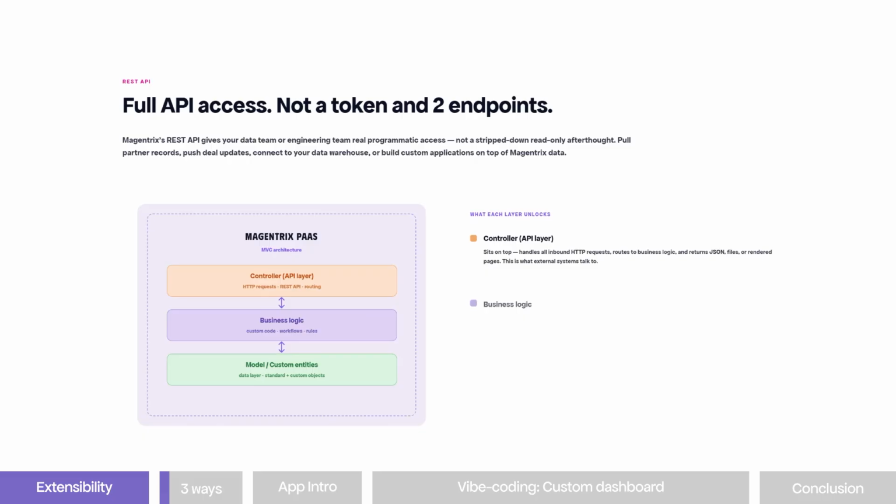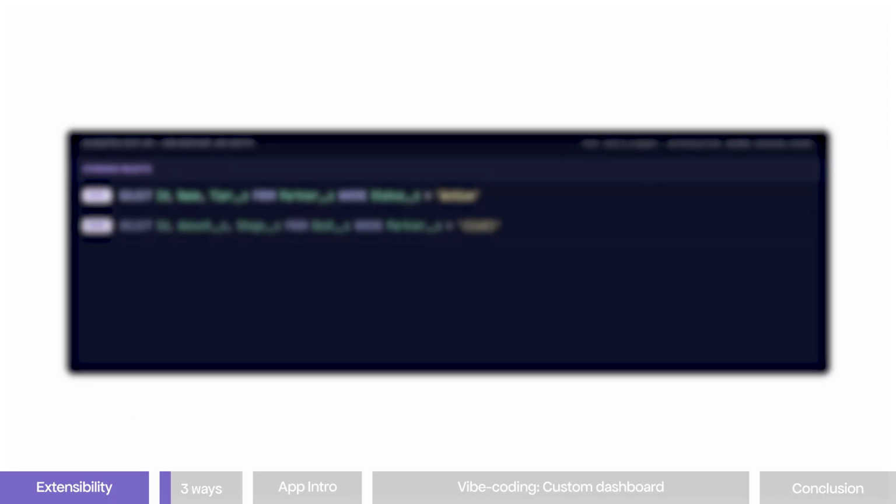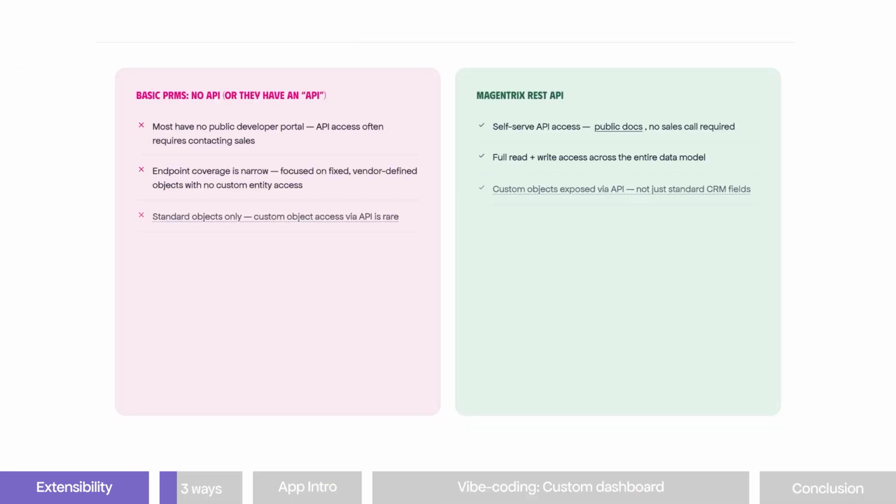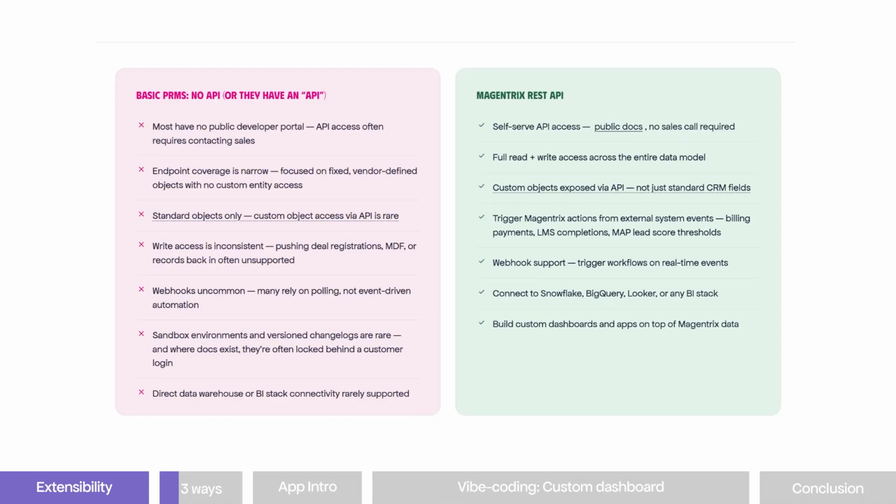Every modern platform claims to have an API. With basic PRMs, that usually means gated access, narrow endpoint coverage. Basic PRMs don't expose many of the endpoints you might need, with read-only or inconsistent write support. Magentrix's REST API gives you full read and write access across your entire data model, including custom objects.